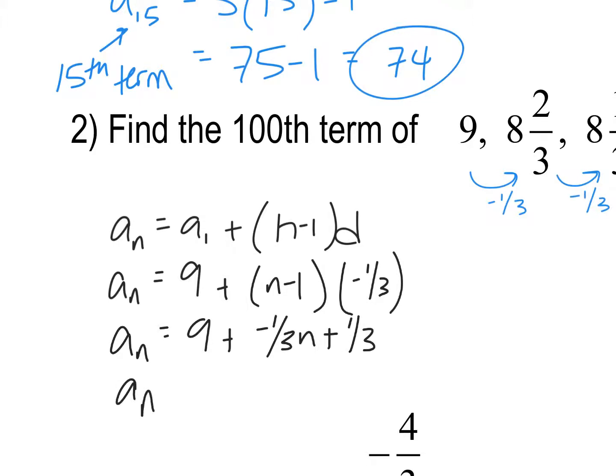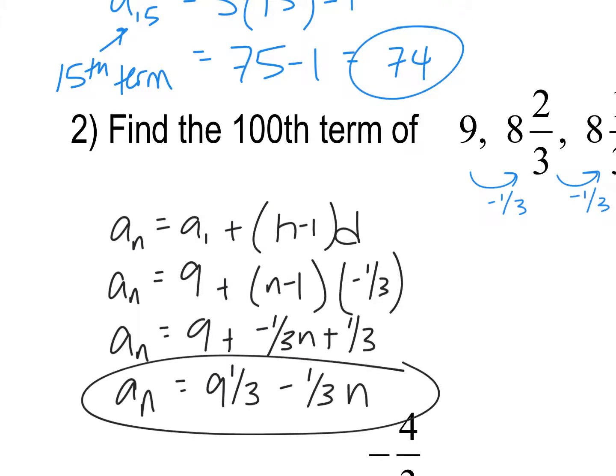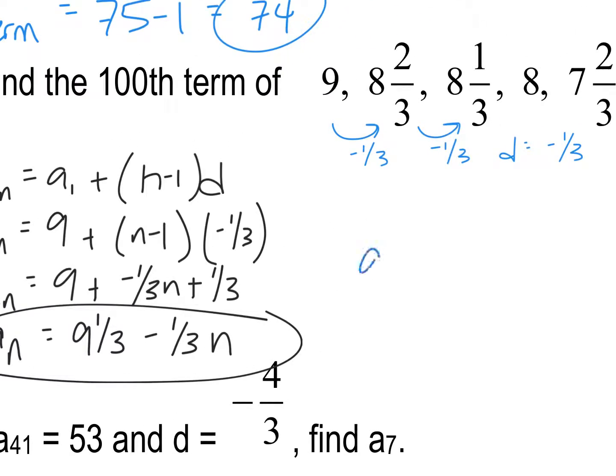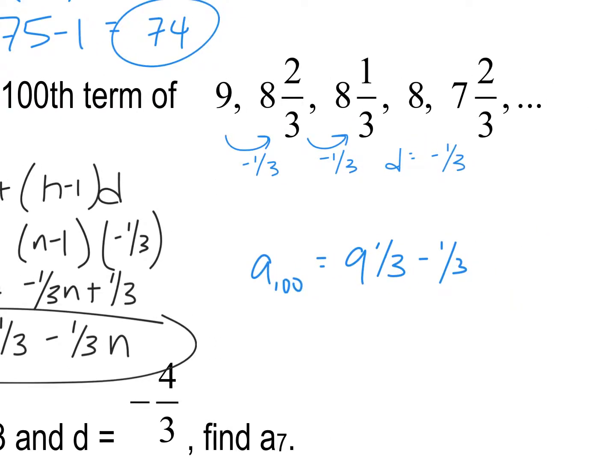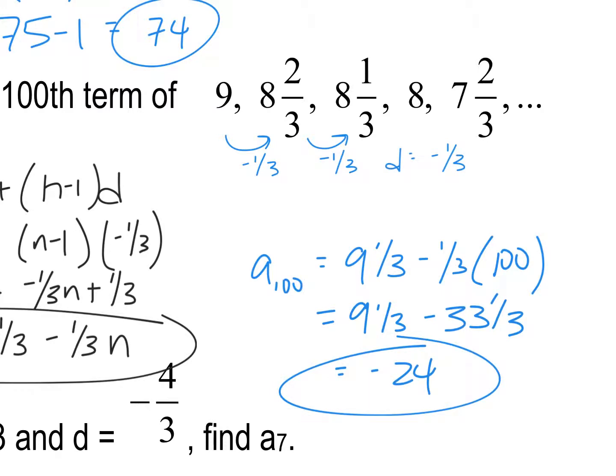And that's going to give me A sub n equals 9 plus 1/3 is 9 1/3 minus 1/3 n. That's my rule. And again, it wants the 100th term. So that means A sub 100 equals 9 1/3 minus 1/3 times 100. You can find any term number you want. I definitely do not want to write these out 100 times. That would take forever, so we're using the formula here. And we get 9 1/3 minus 33 1/3, which gives you -24. Ended up being a nice whole number.